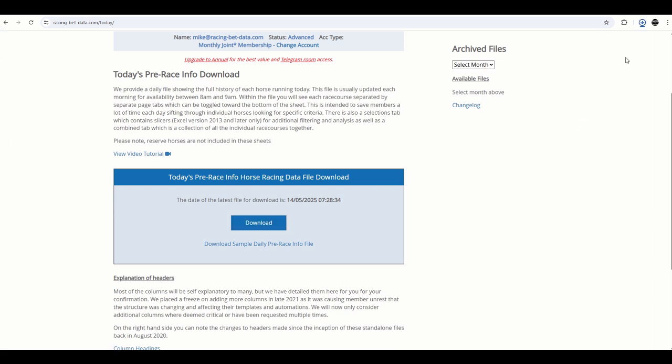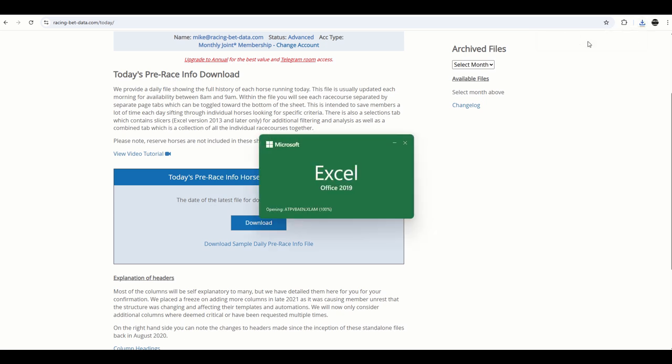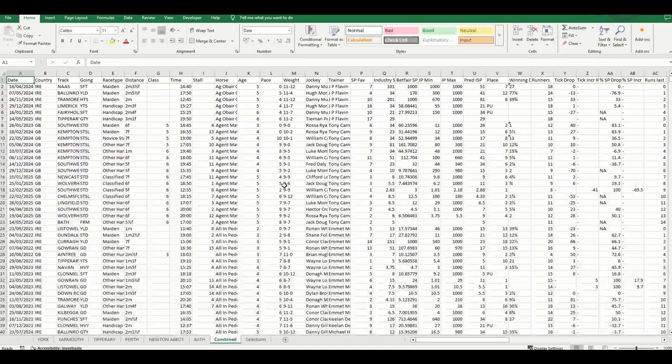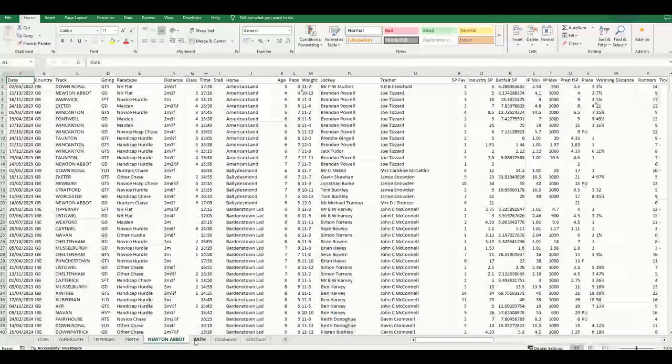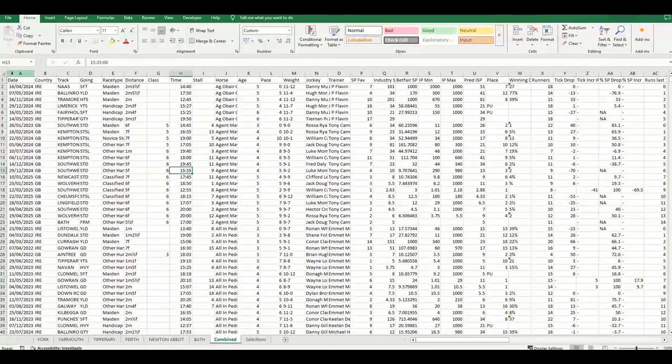So it should open automatically on the device I've got. Daily file, open it up. And now what this gives you is, like I said, a standalone daily output of all horses running or due to run today. Now these are split by track down the bottom, and there's also a combined tab.